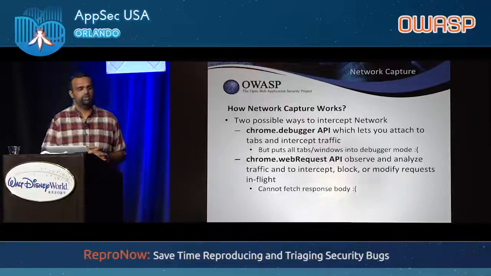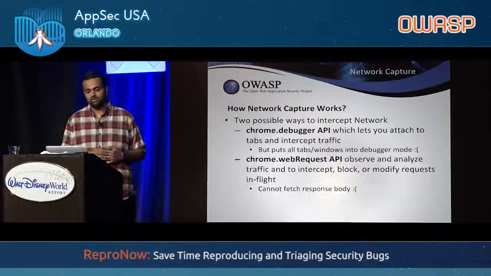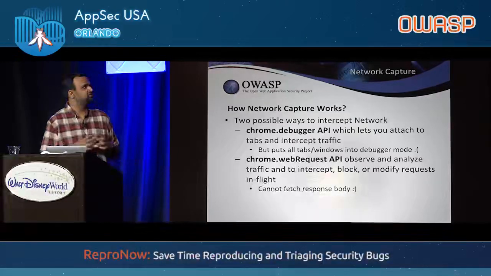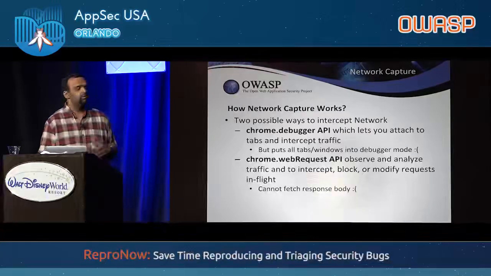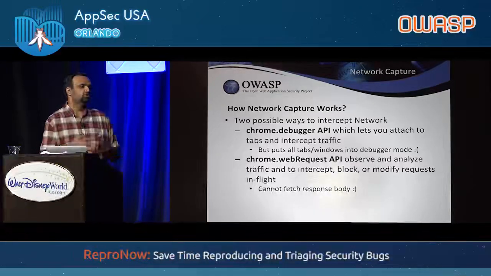If you want to capture network in a browser extension, you have two ways to go about that. You have the Chrome.debugger API and the Chrome.webRequest API. Chrome.debugger API just attaches a debugger to all the tabs and then intercepts traffic. The only problem with the debugger API is that it puts all the tabs in a debugger mode. That means you're going to see a big bar at the top telling that you're in a debugger mode, which is not a good experience since we are capturing the screen as well.